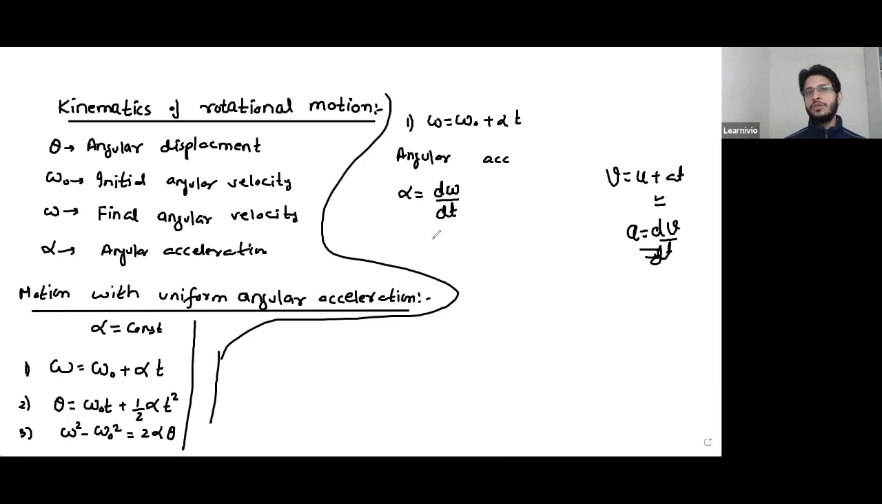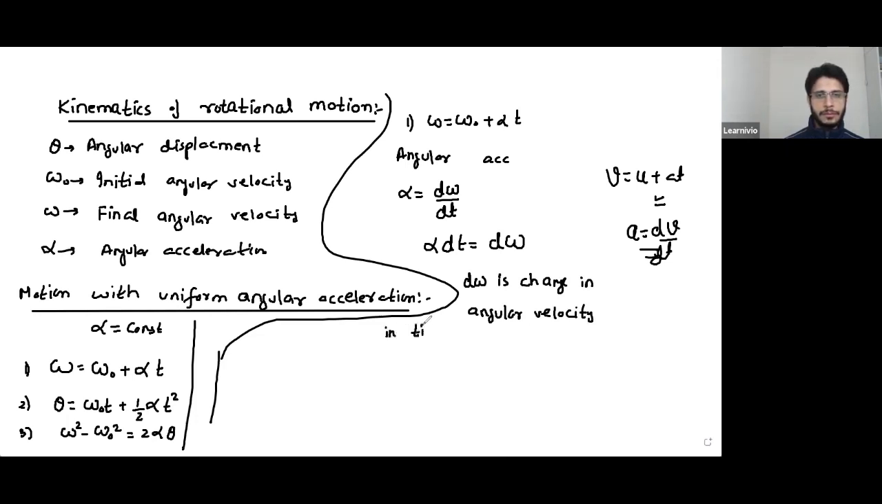Angular acceleration alpha is the rate of change of angular velocity, which is d omega over dt. You can multiply it with dt to the left hand side, and you will get alpha dt is d omega. So this d omega is a small change in angular velocity in time dt. In a small interval of time dt, the change in angular velocity is d omega.